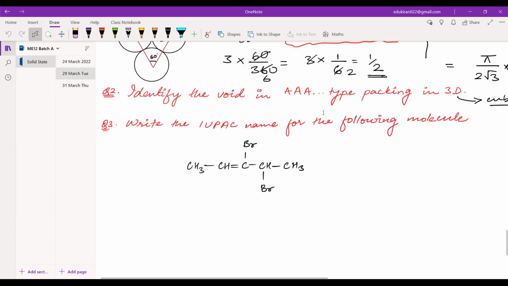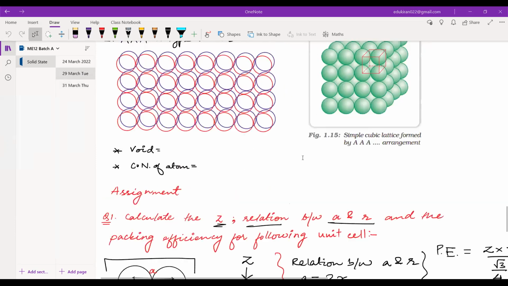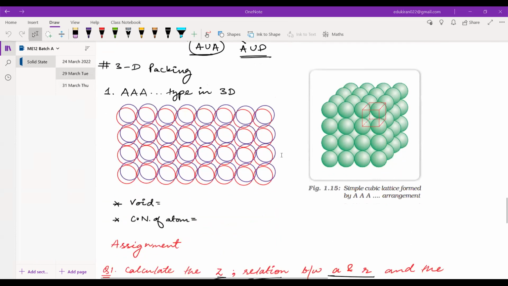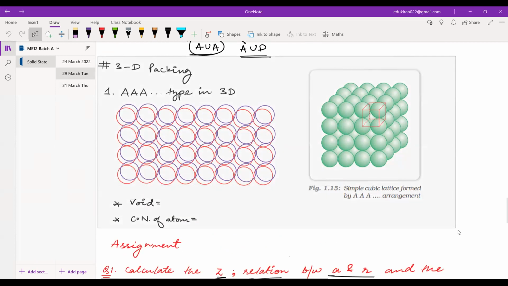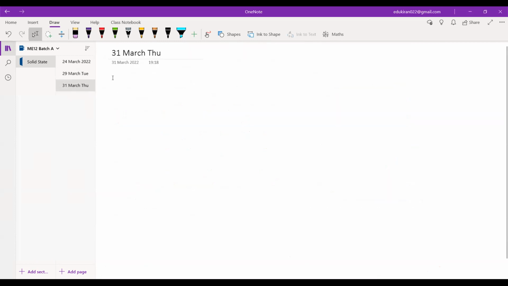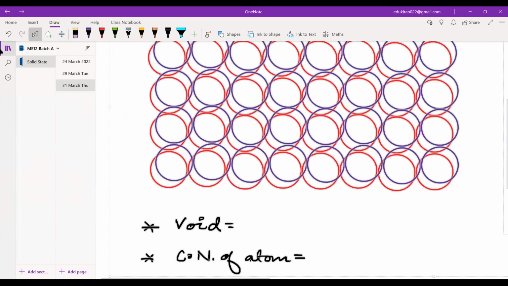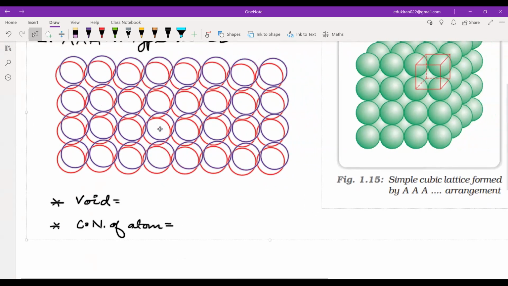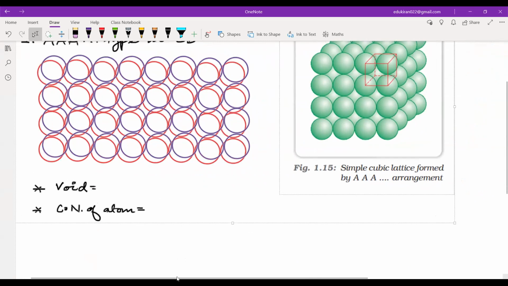Okay. So where did we end the last time? We ended with 3D packing, AA type packing in 3D. Fine. So I will borrow these things and take it to today's class. So the coordination number is going to be fun.